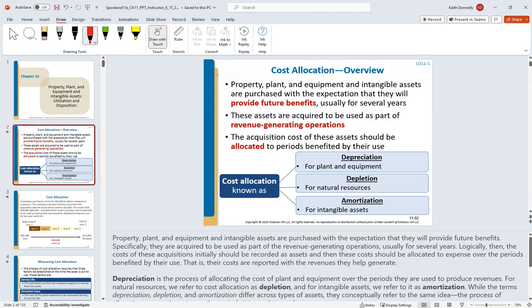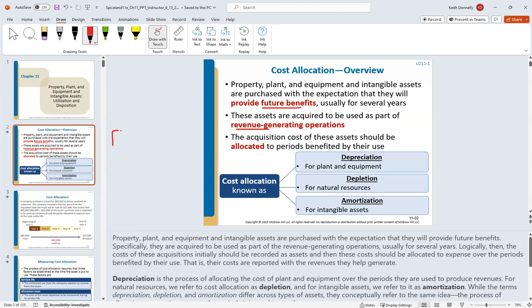Okay. So it says here, right, PP&E and intangible assets are purchased with the expectation that they will provide future benefits, right? The assets are acquired to be part of the revenue generating operations, and the cost, therefore, should be allocated to the periods benefited by their use. That's a mouthful. What are they saying here?